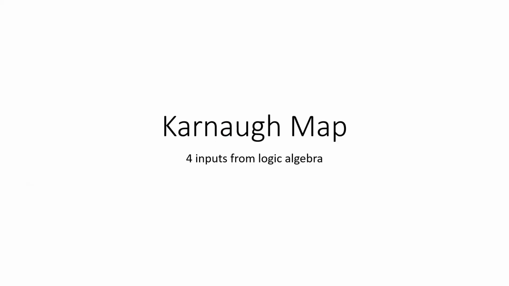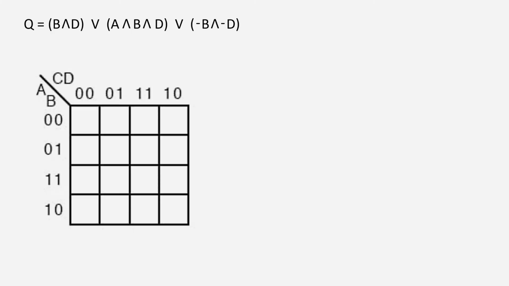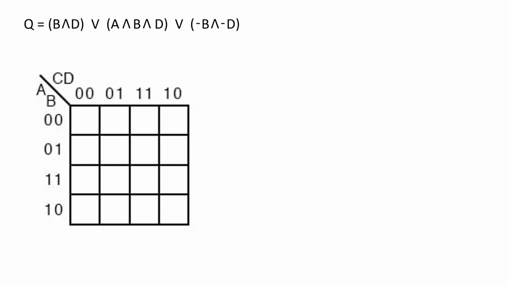Now, you could do 4 inputs from a logic diagram, but it's quite difficult. But sometimes you actually just get given the logic algebra. So here we have an expression. B and D, or A and B and D, or not B and not D.